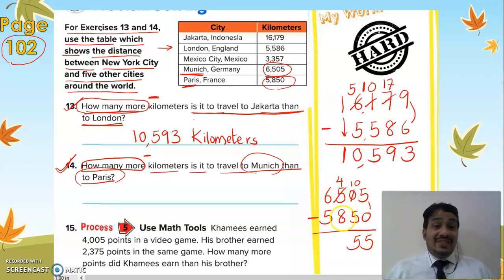4 minus 8. Possible? No. Borrow. Now it is possible. What is 14 minus 8? 14 minus 8. So 4 gone. 10, another 4 gone. So 6. And 5 minus 5 is 0. Yes? So that's it. So the answer is 655 kilometers.